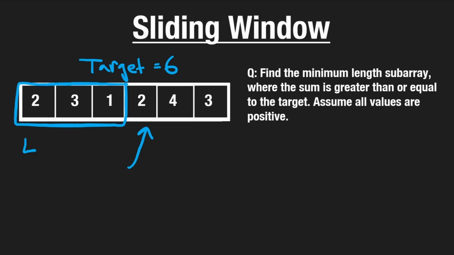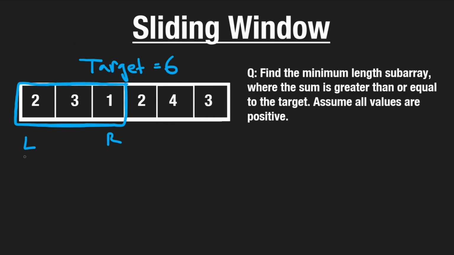But let me ask you something. Starting from here, are we ever going to find a window that is smaller than length 3 that satisfies this condition? Definitely not, because all these values are positive. We already have a window that sums up to the target 6. By adding more values, the window is going to grow larger and larger. It's not going to ever get smaller. We're never going to reach the target starting from here.